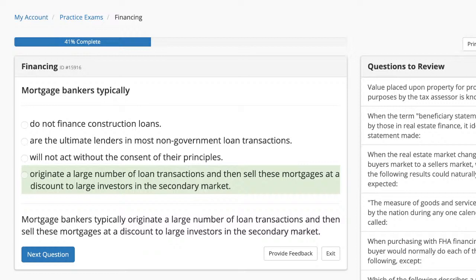Okay, so the takeout loan is that long-term loan. The in-term loan is that short-term loan. Super important you guys know that.